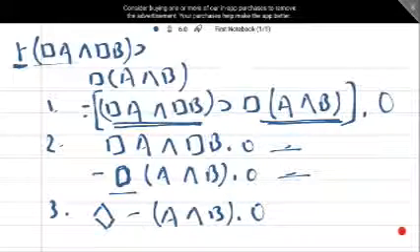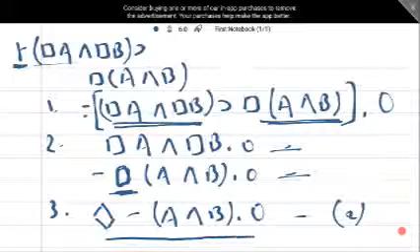The step 3 here is derived from number 2 by using the rule of negation on this square. We get diamond and then not A and B all happening in world 0.